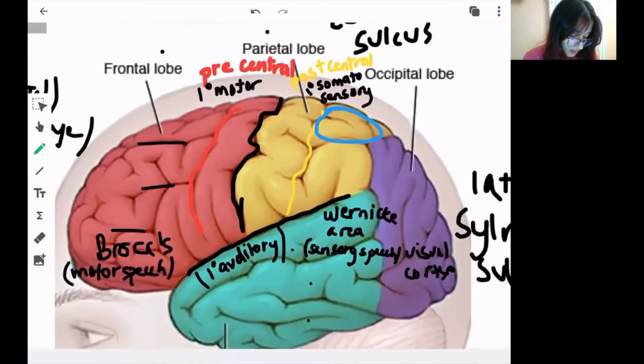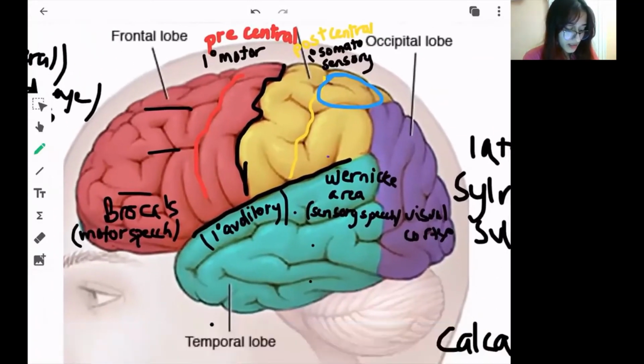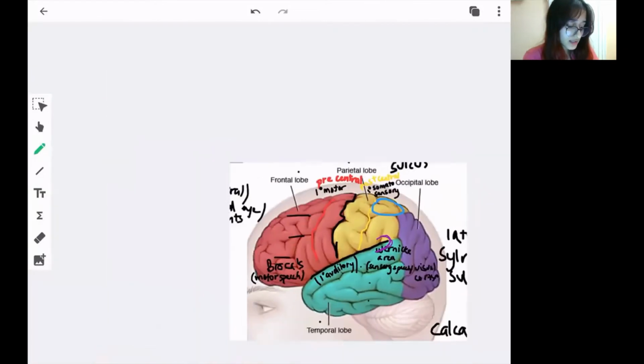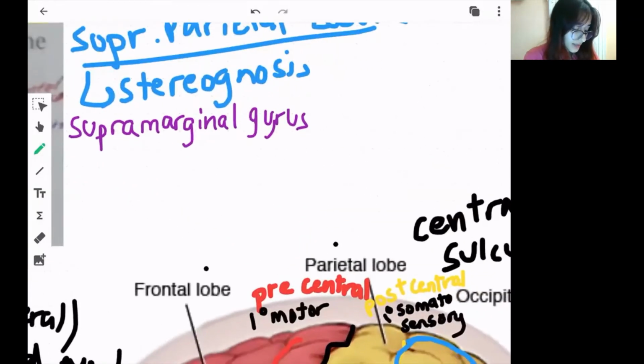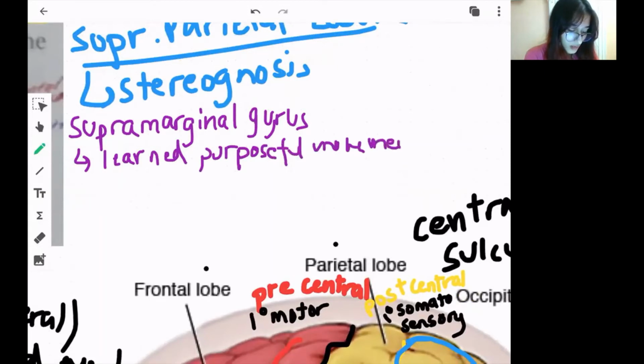Okay, so it's not quite visible here, but it is present here: the supramarginal gyrus, and it is mainly for the learned purposeful movements. So what does it mean? That the everyday work, for example, I'm writing, or I know how to comb my hair. So these are all the learned purposeful movements.